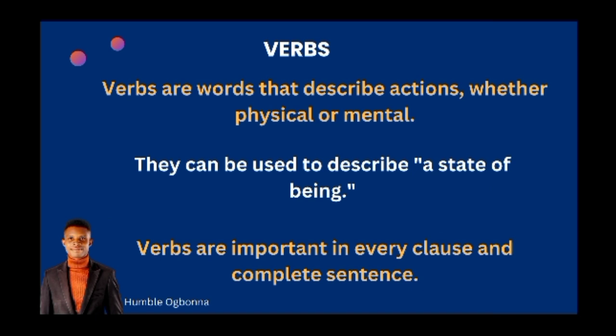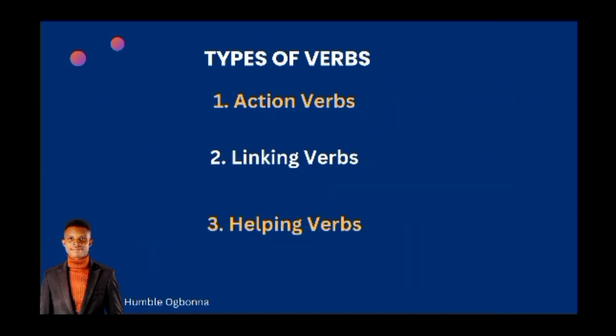And these are verbs. What are verbs? Verbs are words that describe actions, whether physical actions or mental actions. They can be used to describe a state of being or existence. Verbs are important in every clause and complete sentence. So if you want to make a complete sentence, there should be a verb in it. What are the types of verbs that we have? We have 3 main types of verbs: action verbs, linking verbs, and helping verbs.